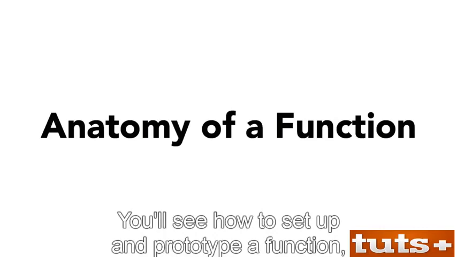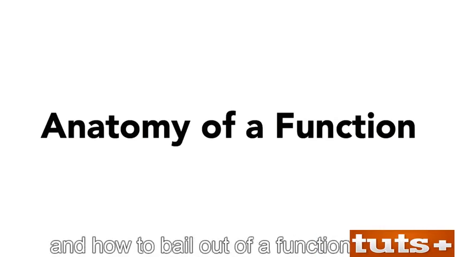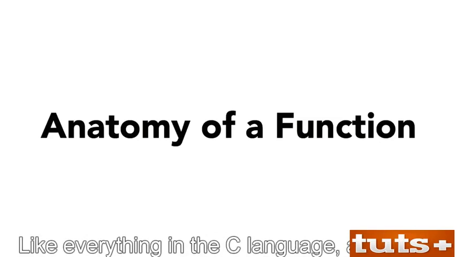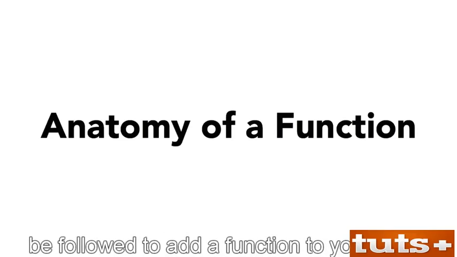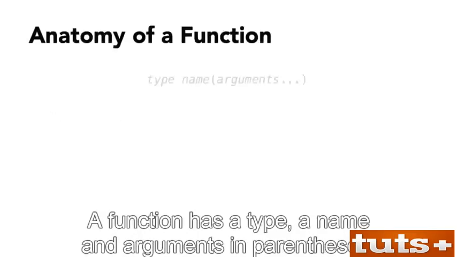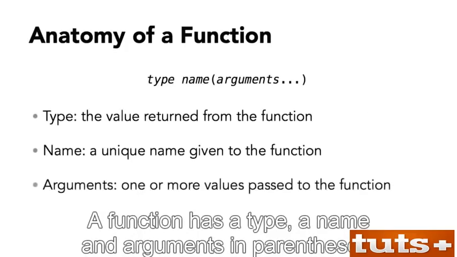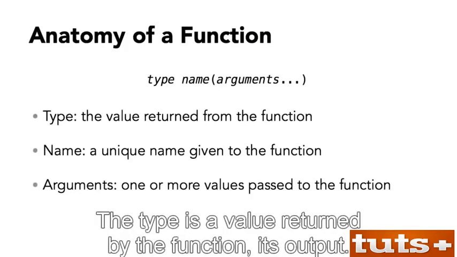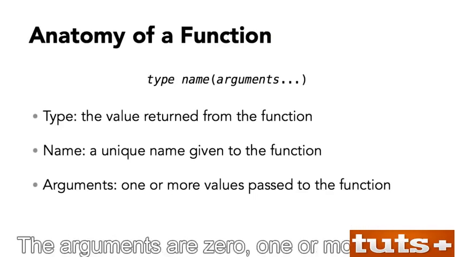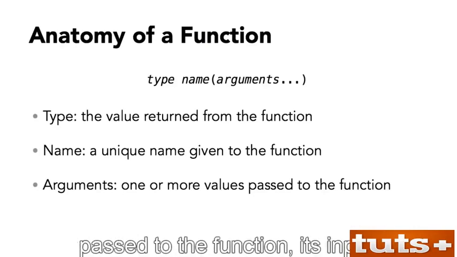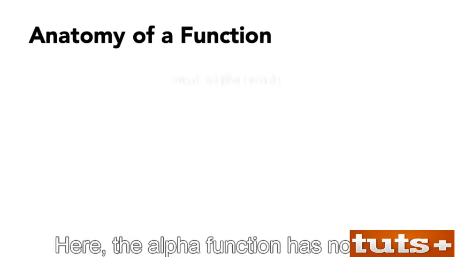Like everything in the C language, a function has a certain style and various etiquettes must be followed to add a function to your code. A function has a type, a name, and arguments in parentheses. The type is a value returned by the function, its output. The name is a unique name that identifies the function. The arguments are 0, one, or more values passed to the function, its input. Here, the alpha function has no input or output, which is valid in the C language. Therefore, it's a void function.